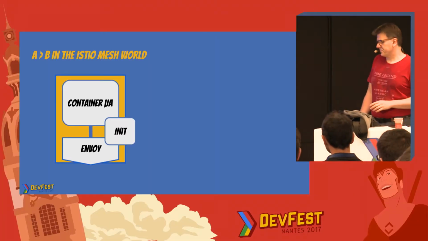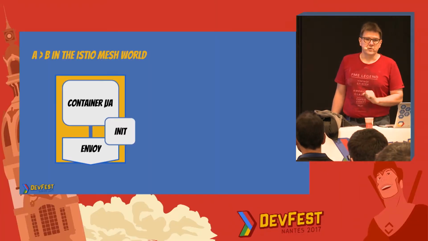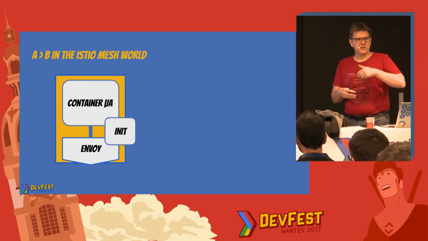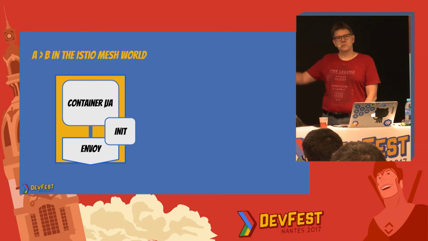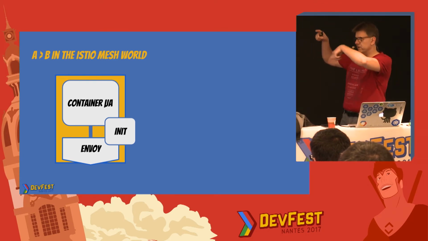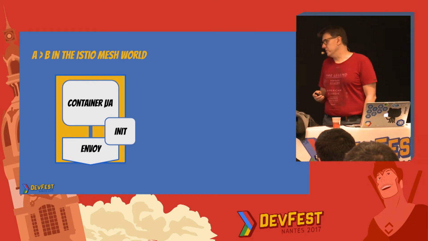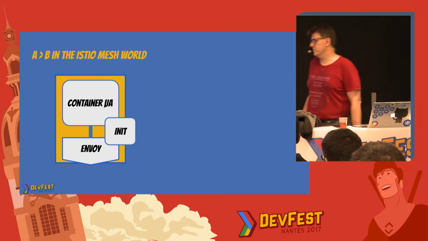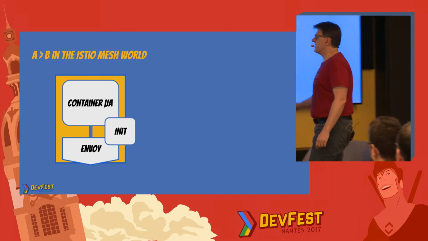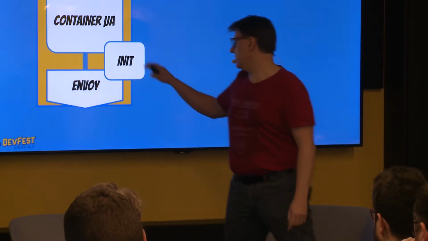Your container doesn't know, because it's done on the kernel level. So it just still does its call to B, but all traffic is routed to Envoy. The same for calls that come from the outside. It's not directly going to A, it will go to the Envoy proxy.